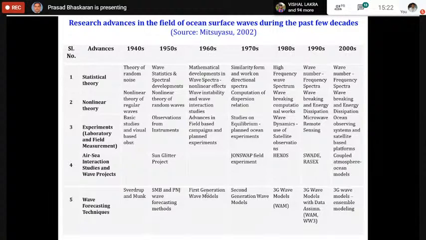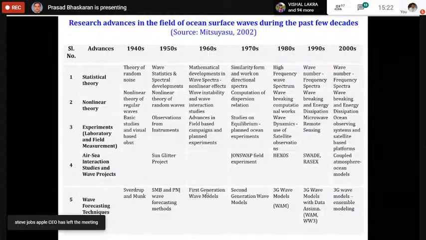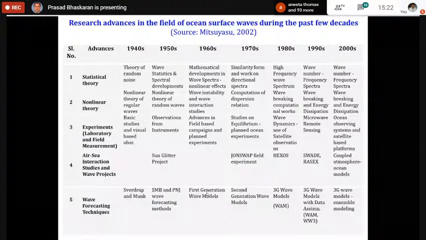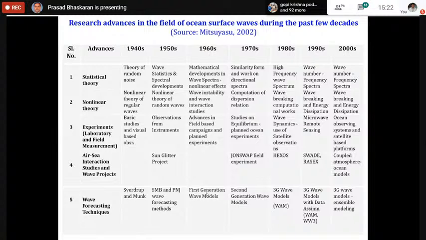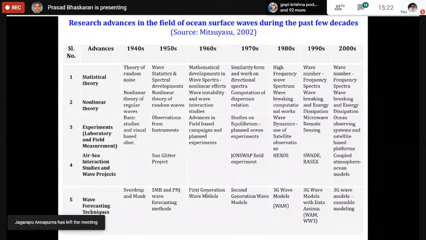That was realized in the 1980s, it started in the 1980s actually. People understood that these second generation wave models are also not effective. They had some very serious limitations. I'll be talking about what the limitations are after some time. Then the third generation models came into use.